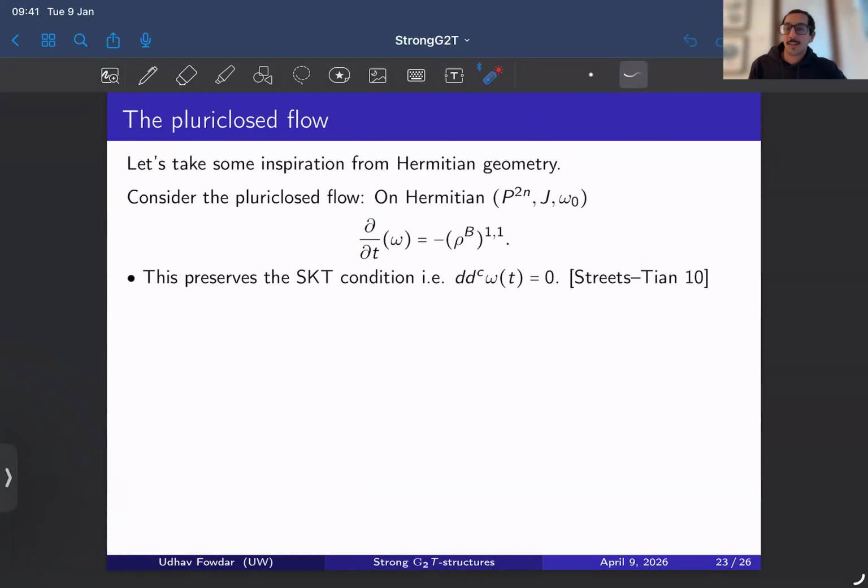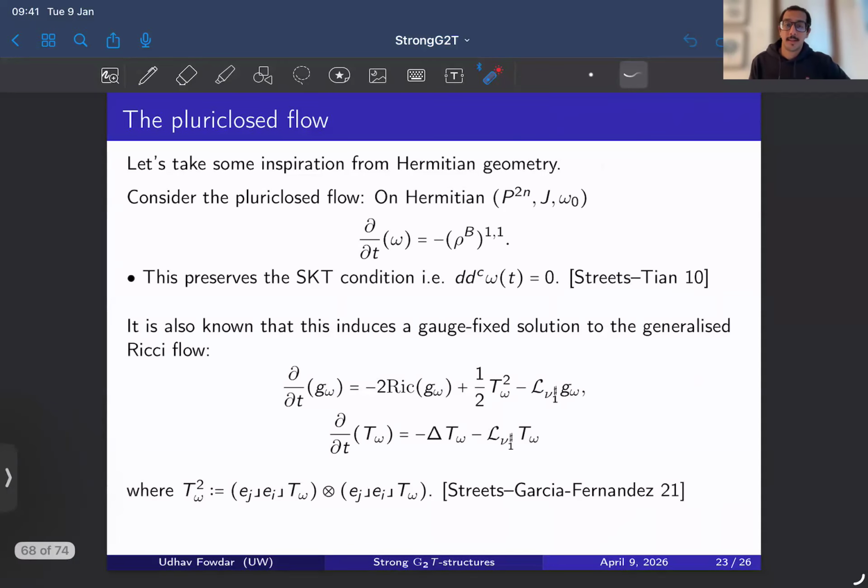Okay, so a second approach would be to try to copy something that does work in Hermitian geometry. So back in the days, Jeff Streets and Gang Tian introduced the so-called pluriclosed flow. In the setup of pluriclosed flow, what you do is you evolve your Kähler form by the 1/1 part of its Bismut-Ricci form. And they prove that this, in fact, preserves the SKT condition, and the critical points would have to be these Bismut-Hermitian-Einstein guys.